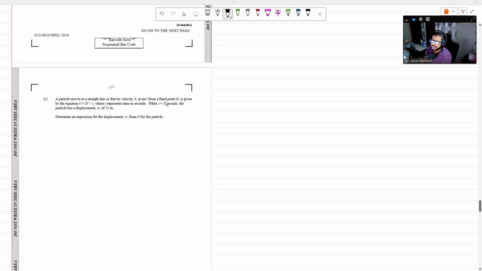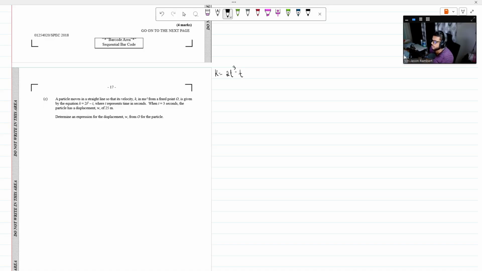A particle moves in a straight line so that its velocity v from a fixed point O is given by the equation v is equal to 2t cubed minus t, where t represents the time in seconds. When t is 3 seconds, the particle has a displacement w of 25 meters. Determine an expression for displacement w from O of the particle.